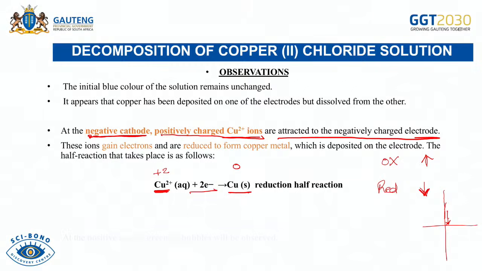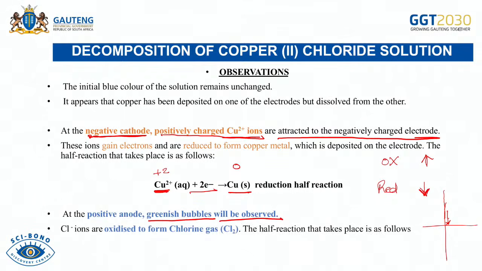Okay, moving right along, let's look at what happens at the positive anode electrode. At the positive anode, greenish bubbles are observed. We did see the greenish bubbles. What happens? The chloride ions are oxidized and they form chlorine gas. All right, the half reaction that takes place is as follows.